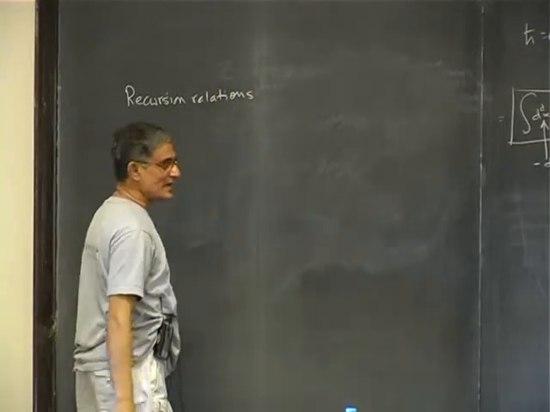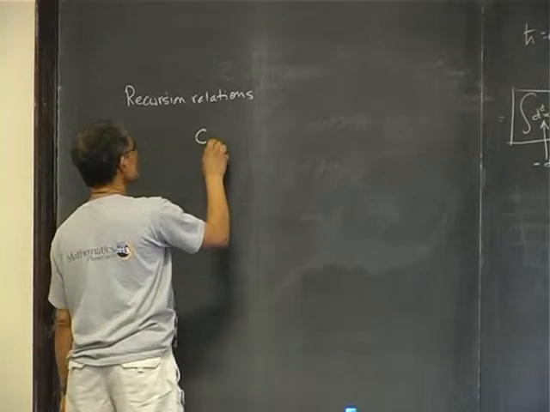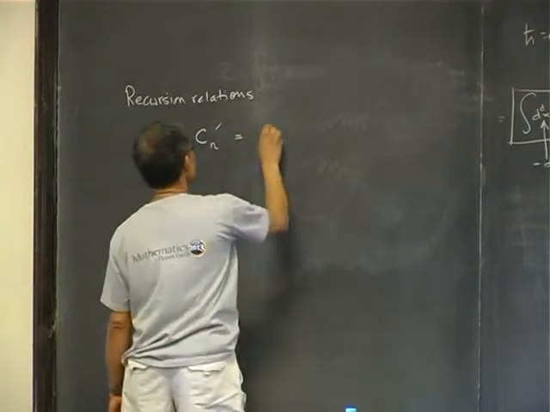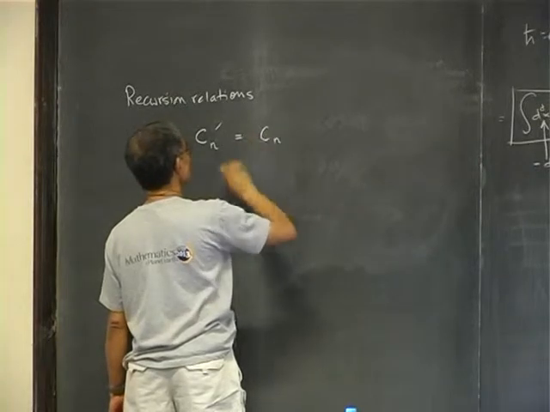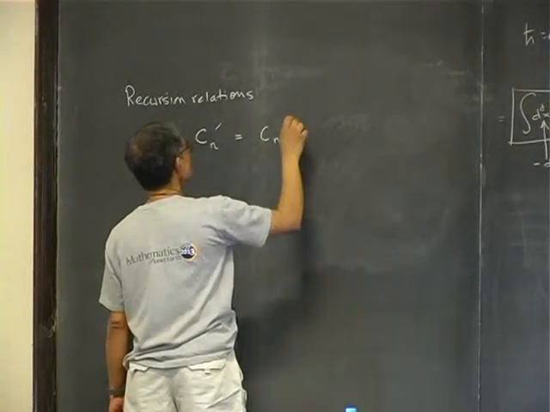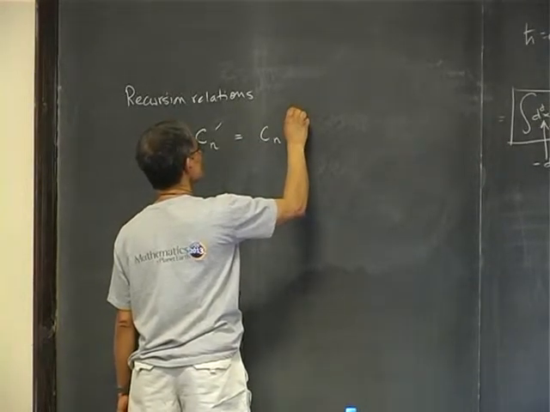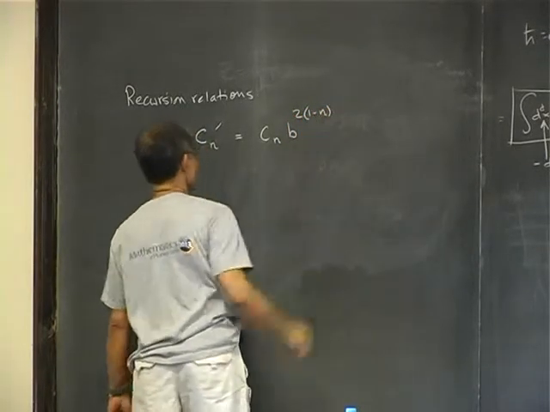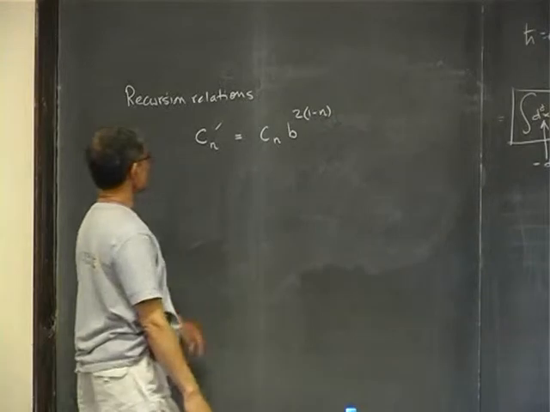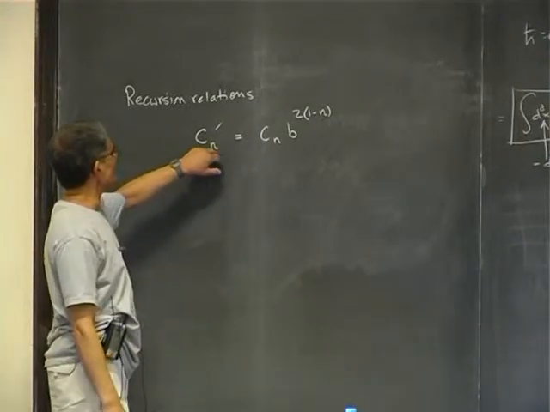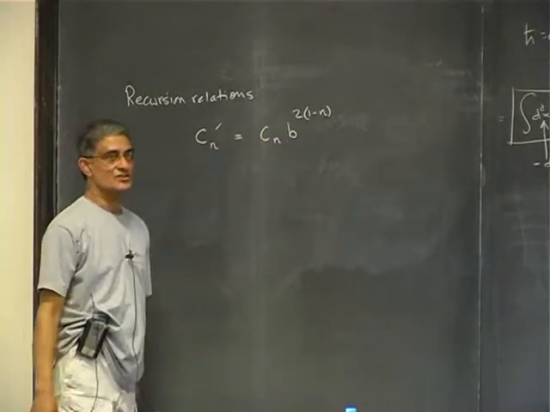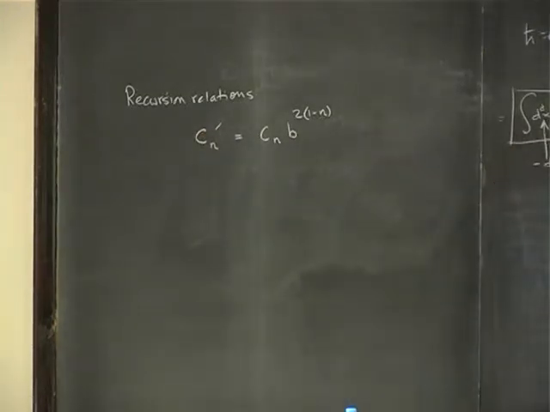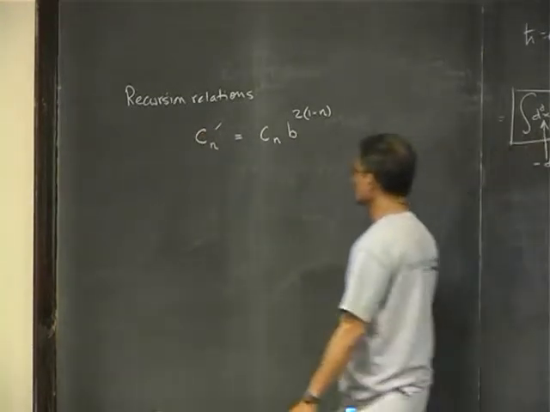Okay? And in our case, those recursion relations are Cn prime is equal to Cn times b raised to the power 2 minus 2n. So C0 prime is b squared times C0, C1 prime is the same as C1, and so on and so forth.